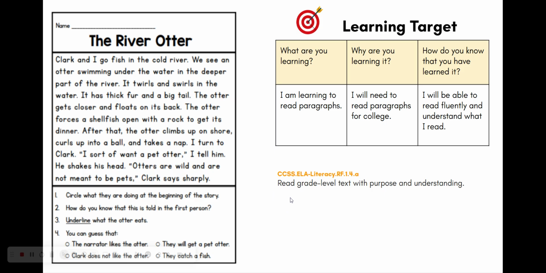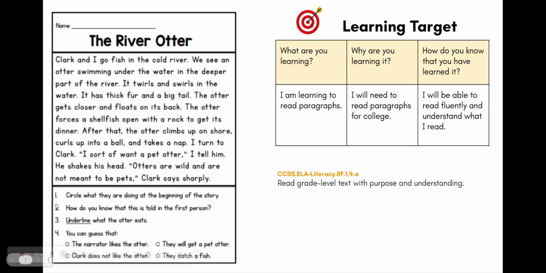Great. And here's your standard. RF, can you repeat after me? RF 1.4a. Okay. Read grade level text. Repeat. With purpose and understanding. Repeat. Good. So all that means is you're going to be able to read this paragraph and understand what it's about, okay?